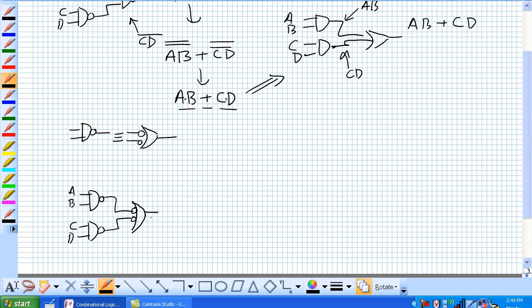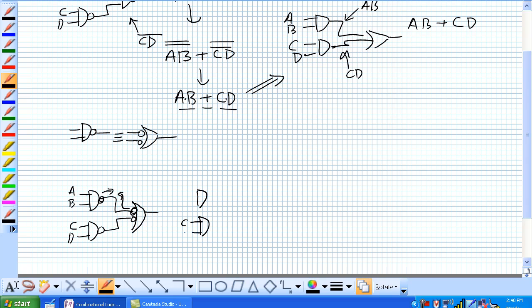Okay, now there's something called pushing the bubble, and I just don't like that term because it just sounds stupid. But think about this. This negation bubble here, and this negation bubble, if you think about it, slide it that way and slide it this way. What happens when you not a not? Basically, they cancel each other out.